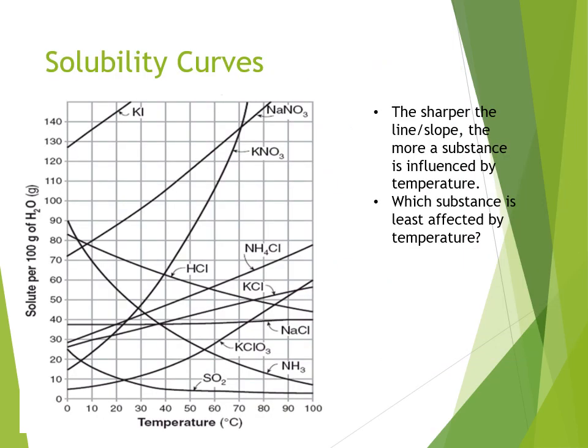All right, this is just a different visualization of some other compounds with our solubility curve. So the sharper the line or the slope, the more the substance is influenced by temperature. Remember, in this dissolving of compounds, we're looking at this ionization, and energy has to be put in to break those Coulombic attractions, that electrostatic force holding them together. So some substances, depending on that energy needed, will be more or less impacted by temperature. All right, so which substance is least affected by temperature? That is going to be our sodium chloride. You can see it has a very flat slope.